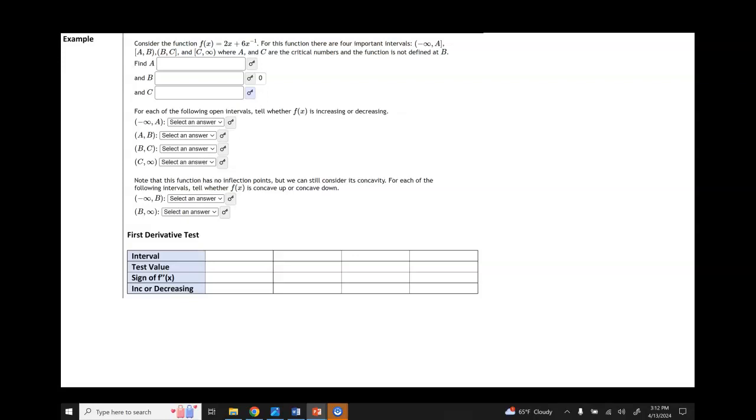All right, the next example, we have 2x plus 6x to the negative first power. It says here there are 4 important intervals: negative infinity to a, a to b, b to c, and c to infinity, where a and c are the critical numbers, and the function is not defined at b. All right, so let's go ahead and break this down.